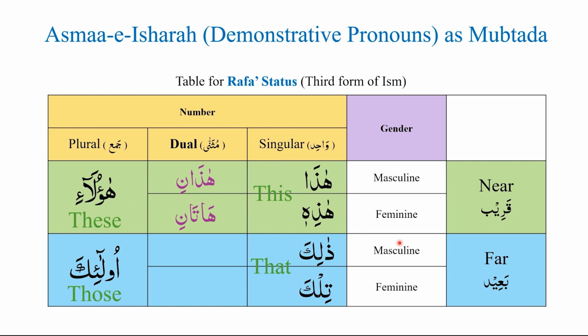For the far category, we will have zanika for masculine, and for feminine we will have tanika. Zalika, zanika, ulaika, tilka, tanika, ulaika. Haza, hazani, haulai, hazihi, hatani, haulai. Zalika, zanika, ulaika, tilka, tanika, ulaika.